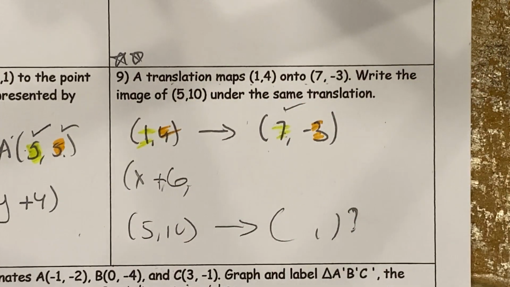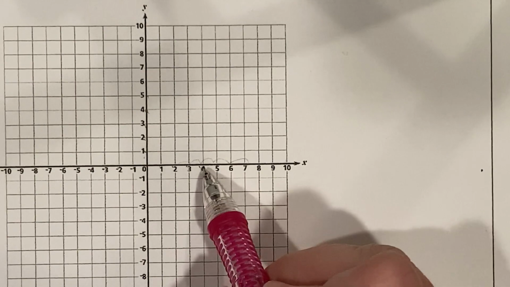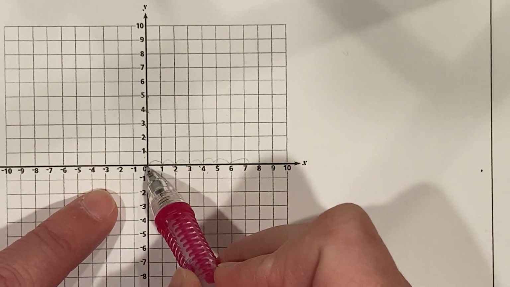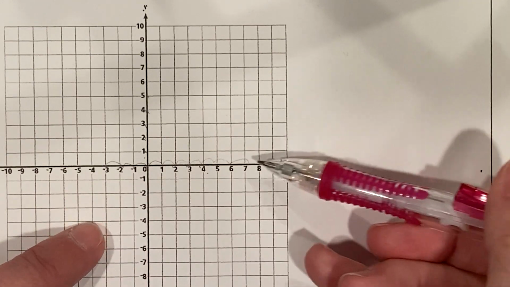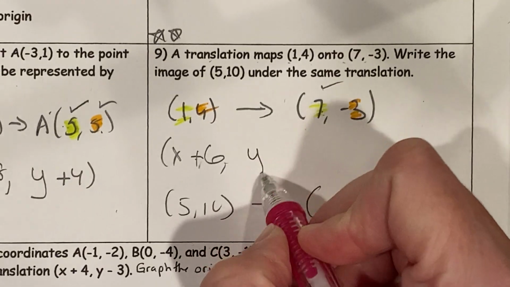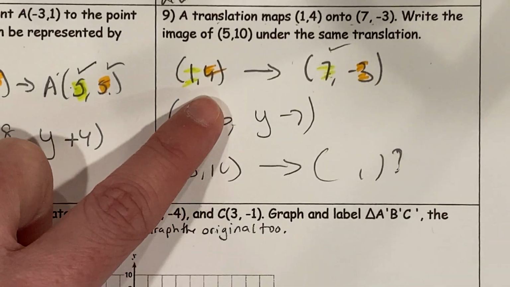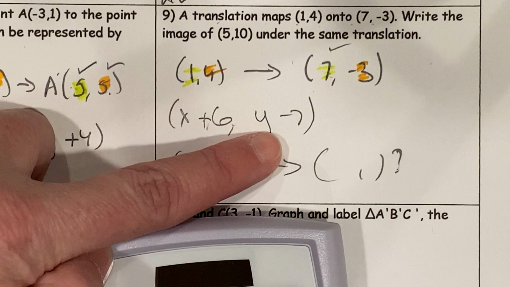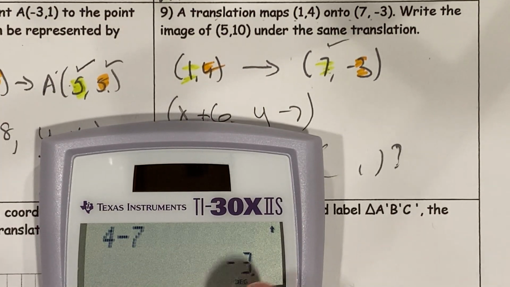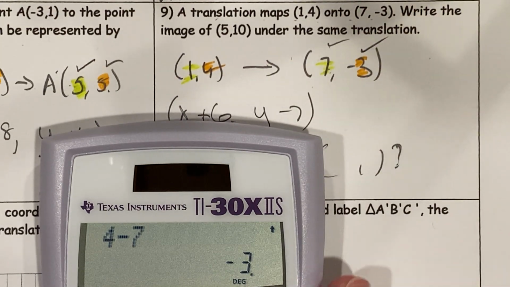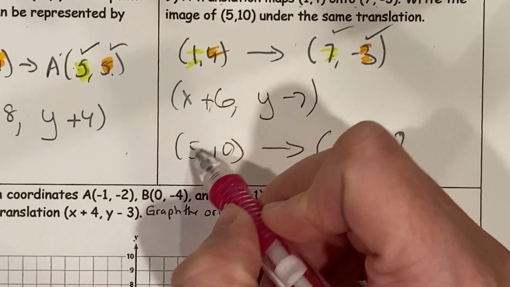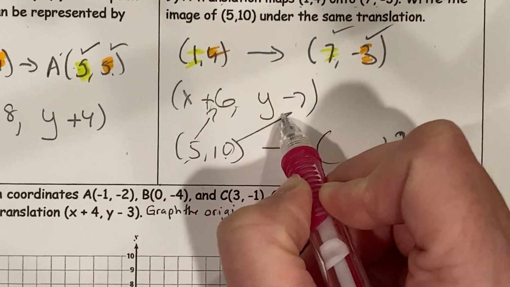Okay, so now your y values. You go from 4 to -3. So 4 is right here, -3 is to the left. 1, 2, 3, 4, 5, 6, 7. To the left, we talked about in our rule, to the left is always negative. So in this case, it's going to be minus. And just check your work: 4 minus 7, does it give me the needed -3? And it does.